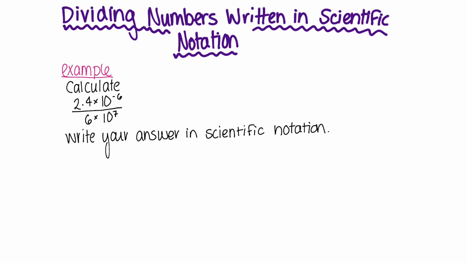So when you're dividing numbers in scientific notation, you divide these numbers out front, and then you'll multiply by 10 raised to the, and it's top exponent minus bottom exponent. So you divide the numbers, and then it's top exponent minus bottom exponent.